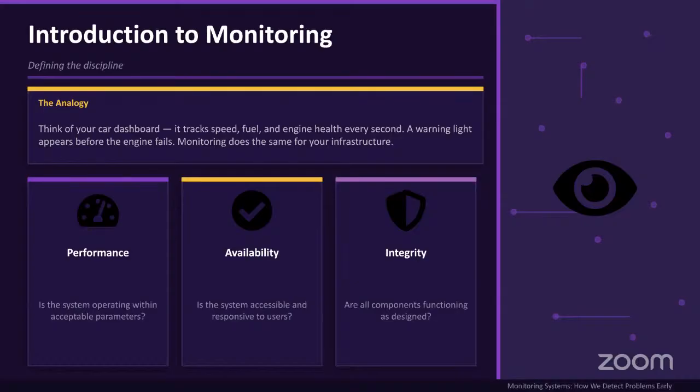It focuses on three main things. The first is performance, which means how fast the system is. We also have availability, whether it is up or down, and integrity, whether everything is working correctly. If any of these starts going wrong, monitoring helps us to catch it very early.